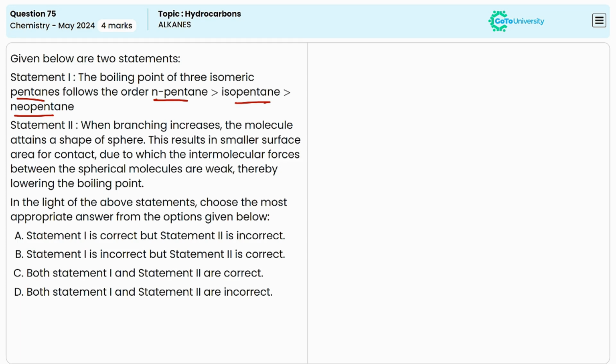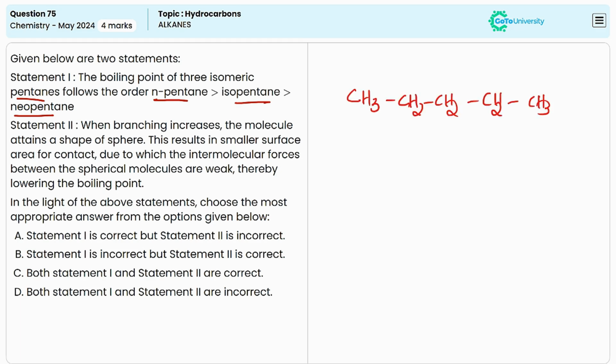The first statement says that the boiling point of the three isomeric pentanes decreases from n-pentane to isopentane, and the lowest value is for neopentane. Before that, let's move to the structures of these three isomers.